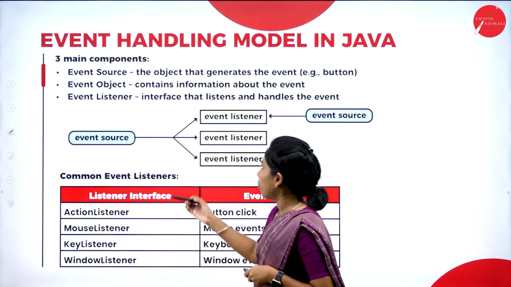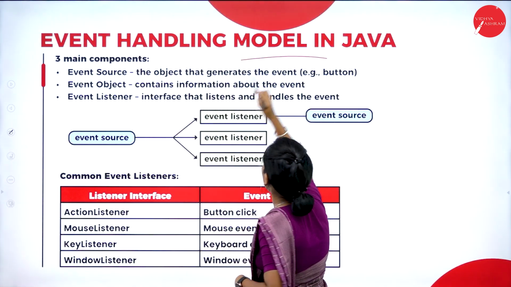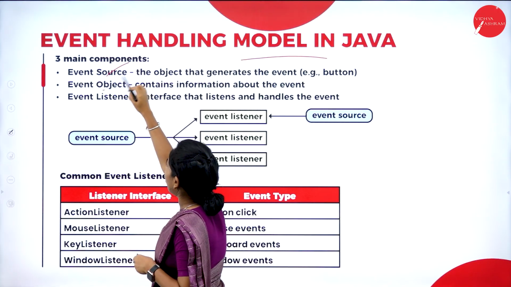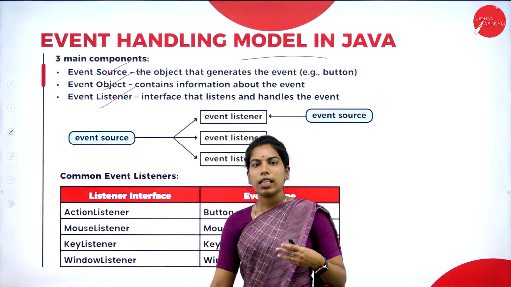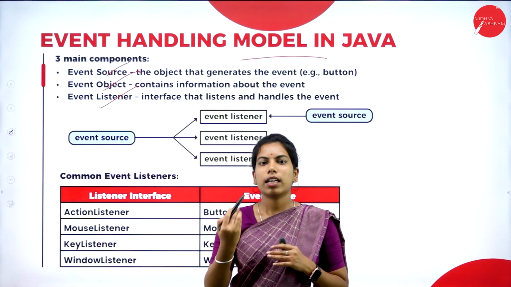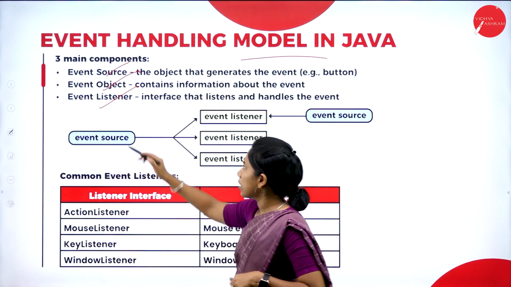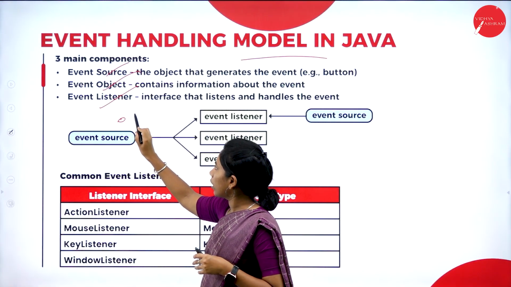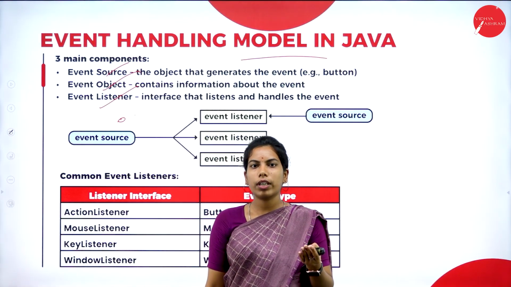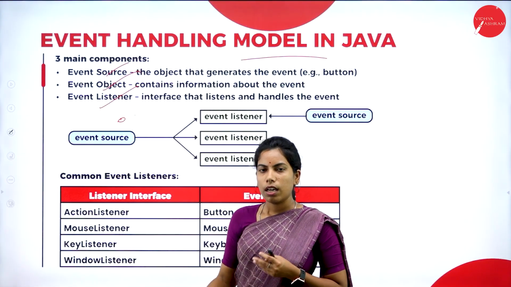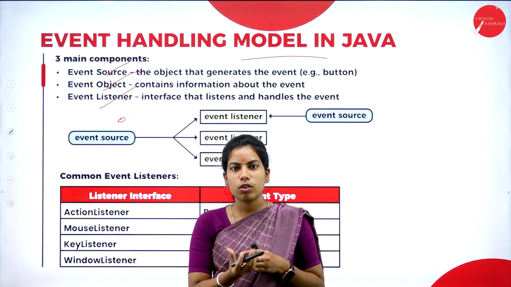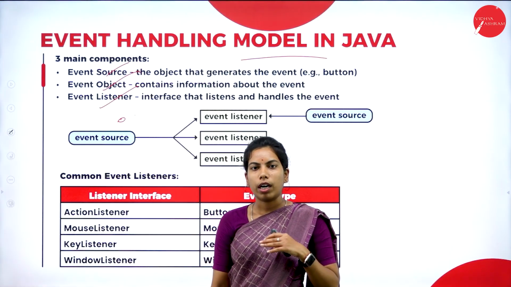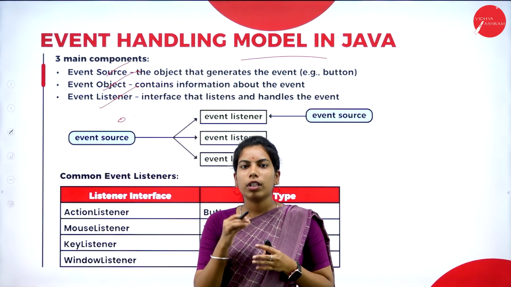Next we can see what exactly the event handling model in Java is. There are three main components: event source, event object, and event listener. What exactly is an event source? It is where the event occurs. For example, this screen is a source. A source produces events. For example, I clicked here. This is also an event with respect to the screen. So when the event is triggered by the source, that is called an event source.